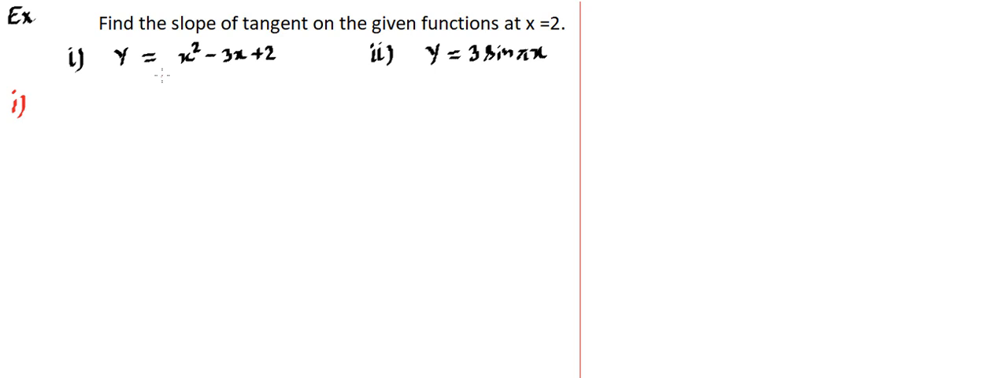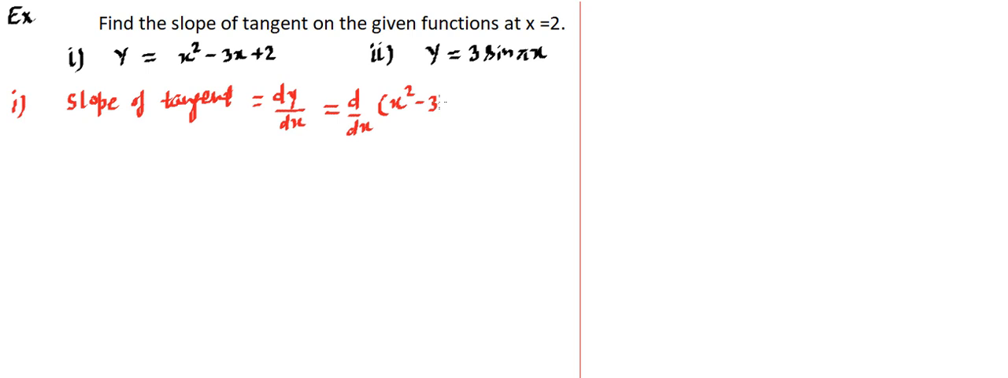One way is we can plot the graph, and then draw the tangent at x equal to 2. Or another way is that we can simply solve it, because we know the slope of the tangent is equal to dy upon dx, and if the point is x equal to 2, then later on we will be substituting x equal to 2 after getting the expression. So this is going to be equal to d upon dx of y. In the first case, y is x square minus 3x plus 2.